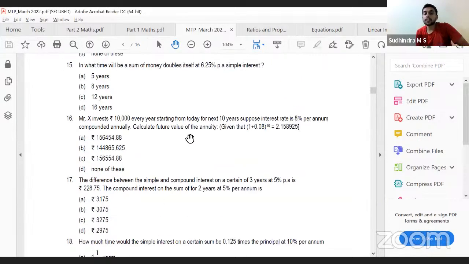Then Mr. X invests 10,000 every year starting from today for the next 10 years. Suppose the interest rate is 8% per annum compounded annually. Compute the future value of the annuity, given that (1 + 0.08) to the power of 10 is 2.158925.